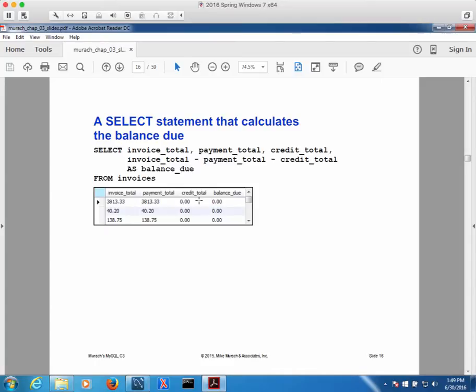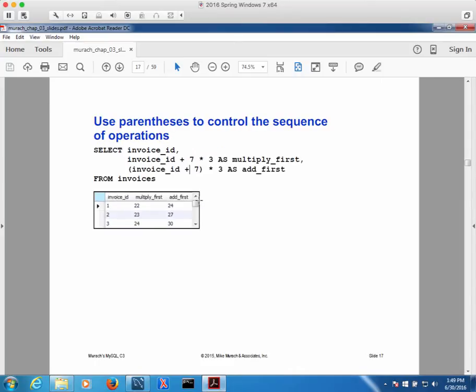Here's a select statement that calculates the balance due. Pretty straightforward. Because we're just using subtraction, we don't have to worry about the order because of the commutative rule. We can use parentheses to control the sequence of operations.